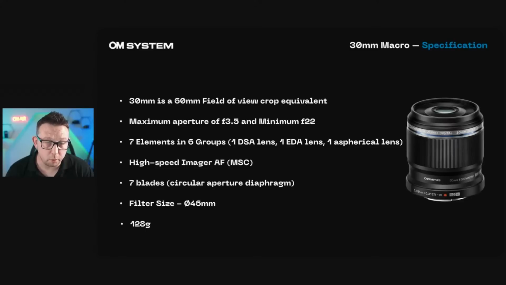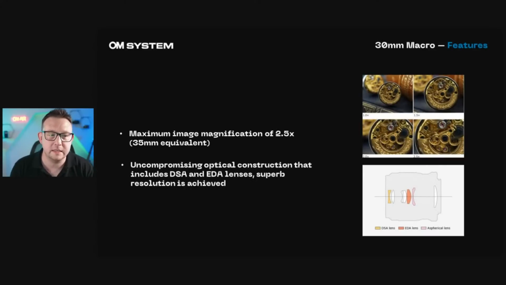So whoever it was asking about the STF8, trust it in auto and it'll do a very, very good job. But this is the lens that I would use with that setup. 7 elements in 6 groups, high-speed imager AF, so really nice and quick to focus, 7 blades, same filter size as the 60 millimeter. So if you're using the STF8, you're using that 46 millimeter adaptation ring, you can use that across both lenses. Teeny tiny, 128 grams in weight, absolutely nothing to it.